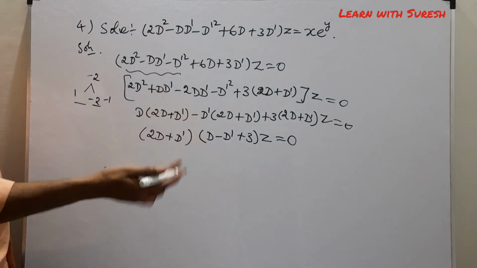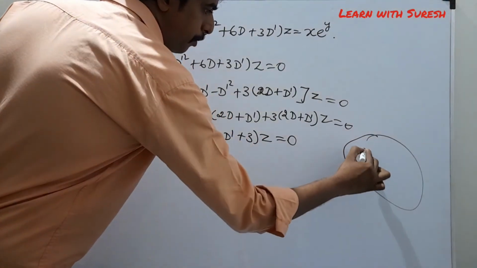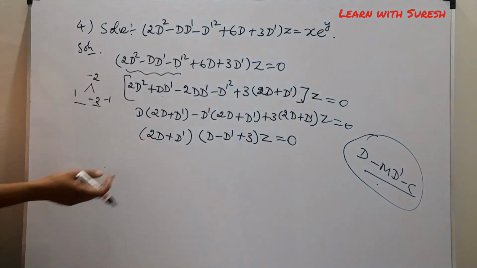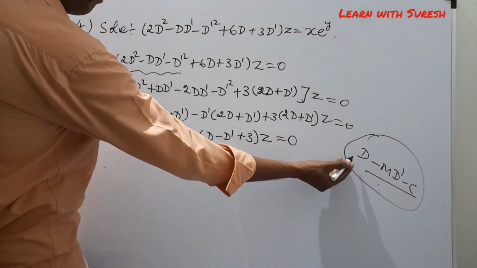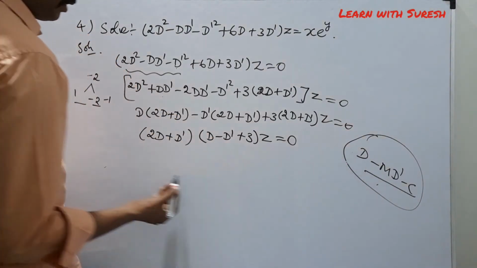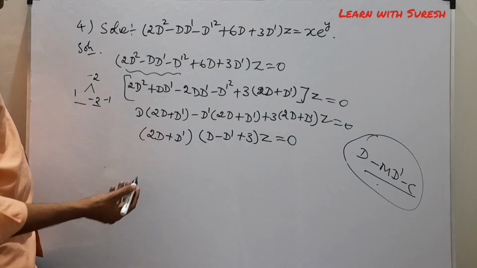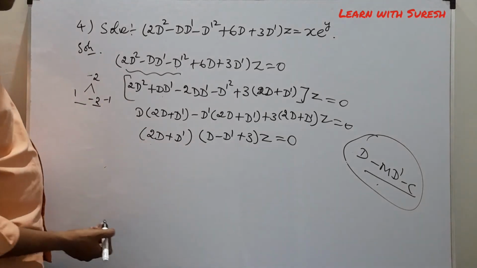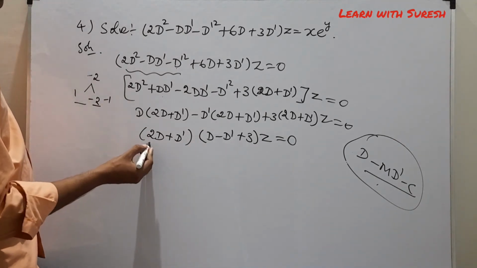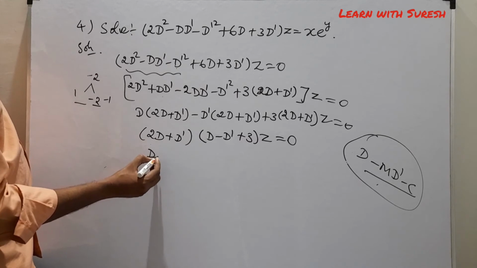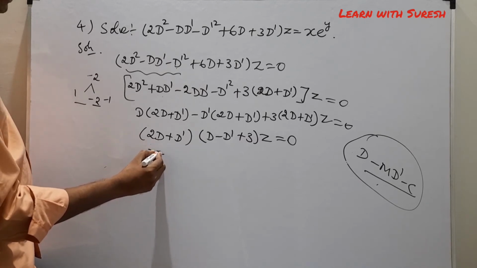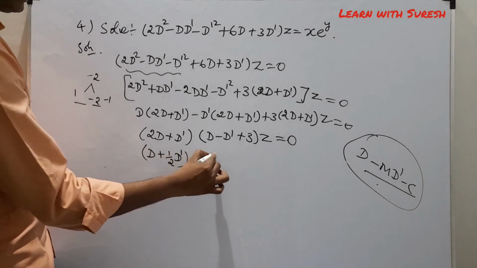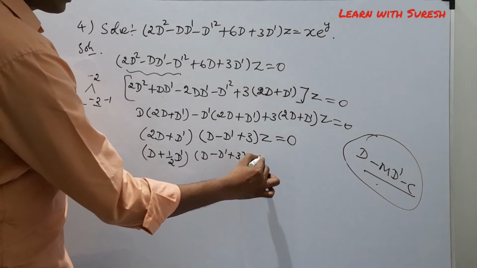Now we have to remember that once again, we have to bring this to the form d minus m d dash minus c. This is our form. Here 2d is there, but in our form the coefficient is 1. Here the coefficient is 2. We have to make it 1. So divide this term by 2, or take 2 commonly and bring it to the right hand side, it will become 0. Now this can be written as d plus 1 by 2 d dash into d minus d dash plus 3 into z equal to 0.